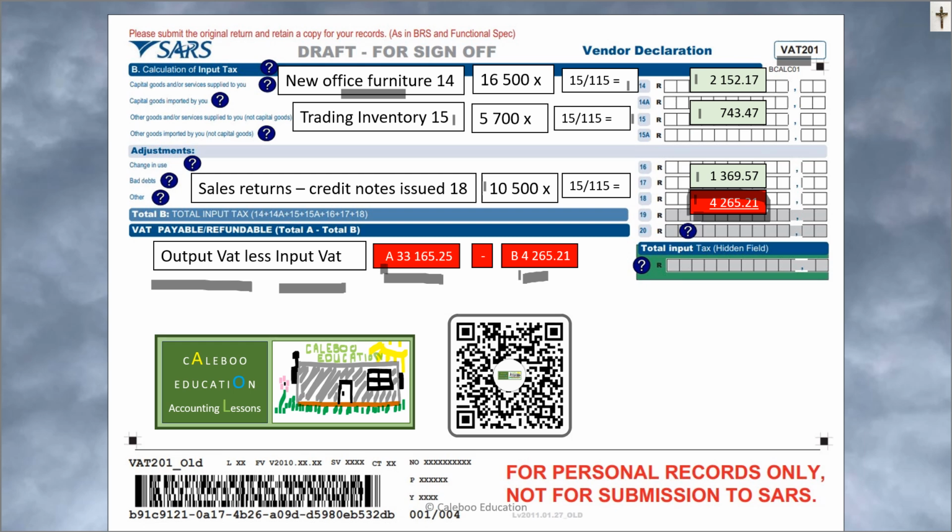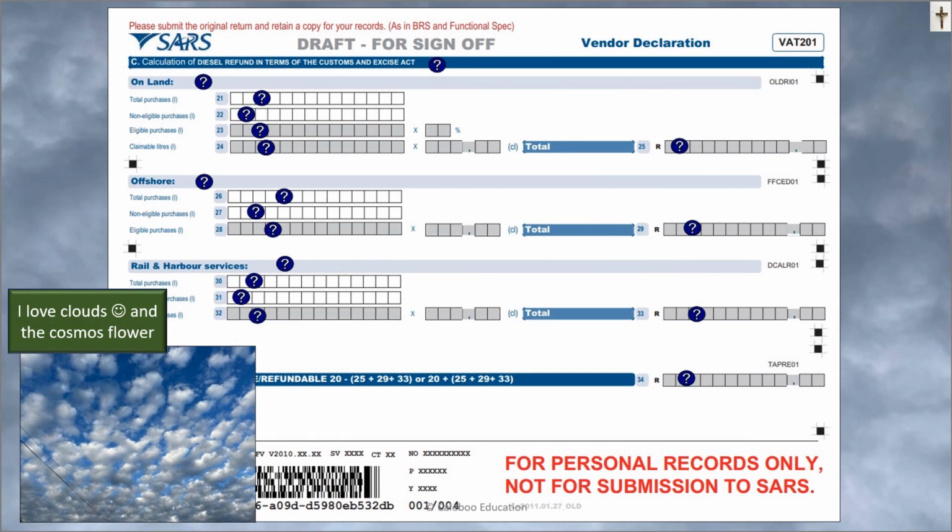A represents output VAT, B represents input VAT, and the total amount that needs to get paid over to SARS is, wait for it, 28,904.04. On the next page, we actually didn't have to complete anything, but it is part of the VAT 201. If you did have any land, offshore, rail and harbour services transactions, you would need to complete this page.